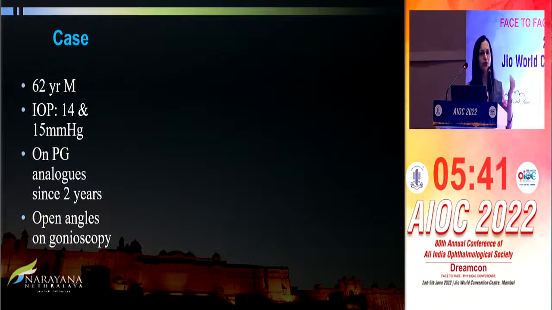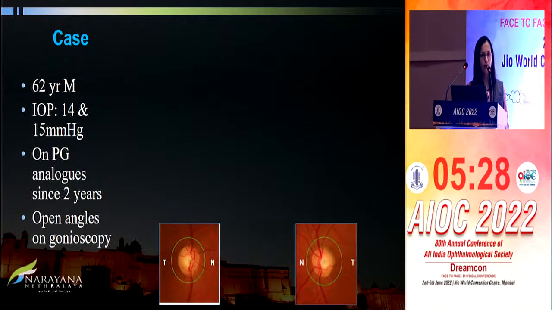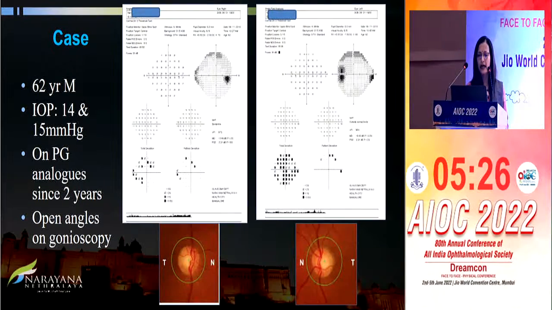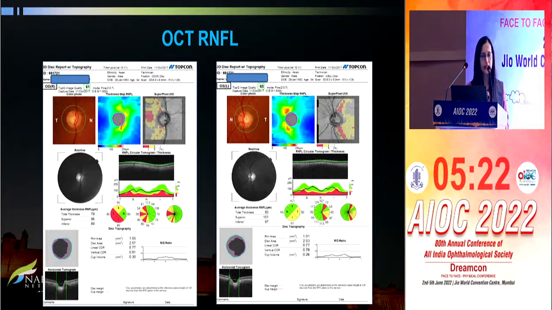Now, what you need to also keep in mind is that it's not as simple as that every time. So this is another example where we had an elderly man who was already on prostaglandin analogs, with open angles. This is how the nerves looked. And when you looked at the fields, it was more or less normal. When we looked at the OCT, you can see a lot of red and yellow flags. So a lot of thinning in both the areas, okay?